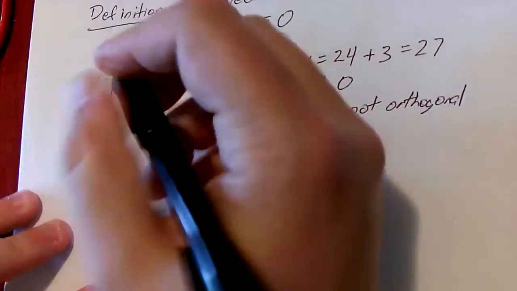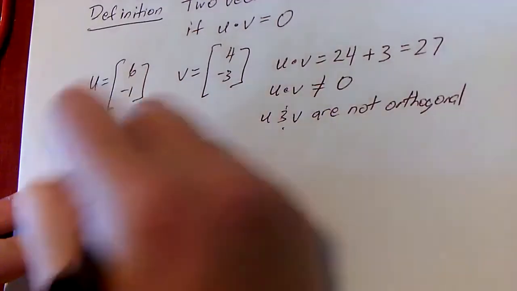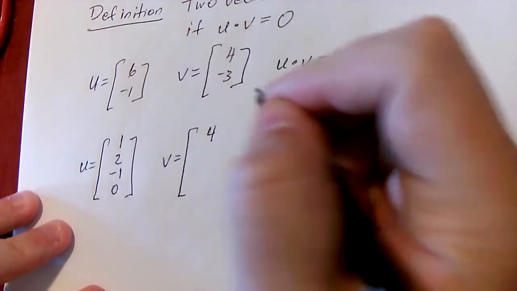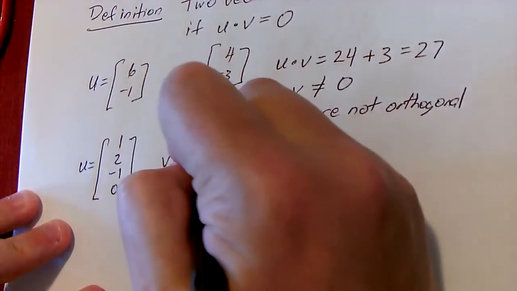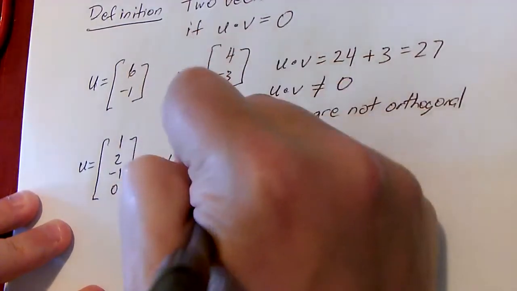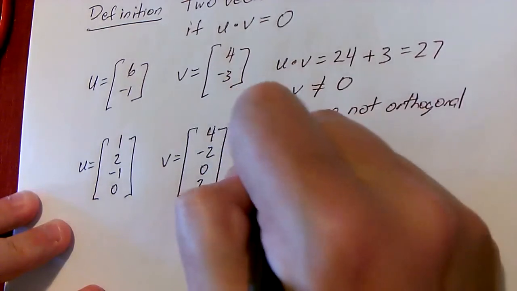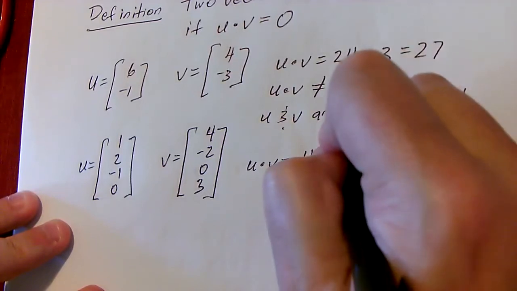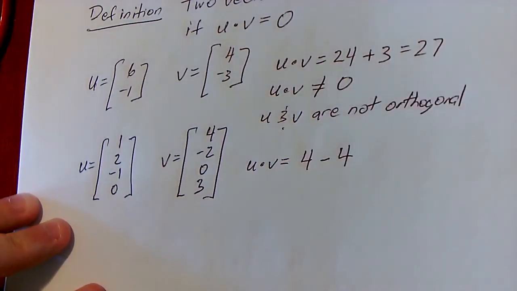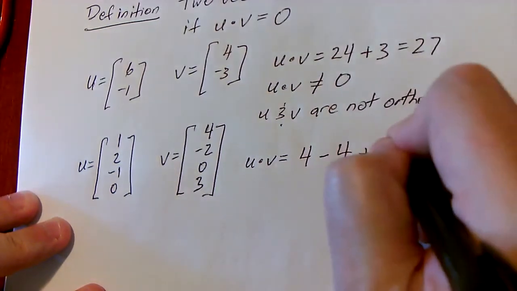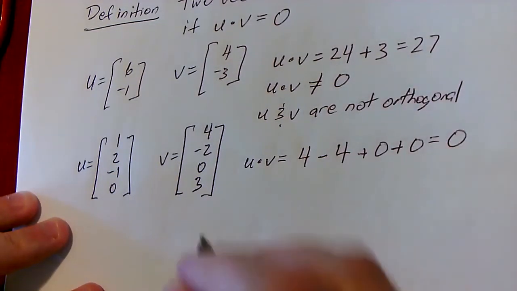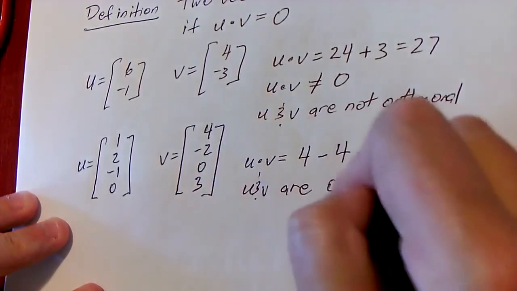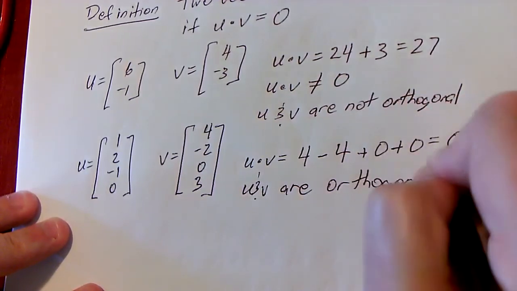Okay, so like I said, we can go to higher dimensions. So I'm going to have (1, 2, -1, 0) for u. V then is going to be (4, -2, 0, 3). Okay, so I'm going to do u dot v. 1 times 4 is 4, plus -2 times 2 is -4, plus 0, plus 0. So I add those together, I get 0. So u and v are orthogonal. Okay, so orthogonality can be determined just by that.